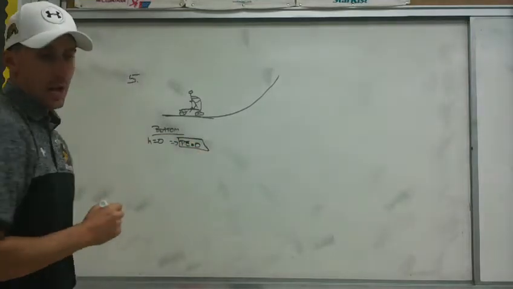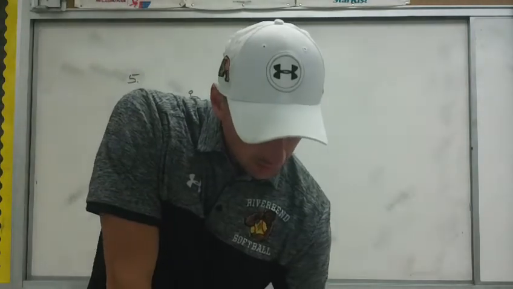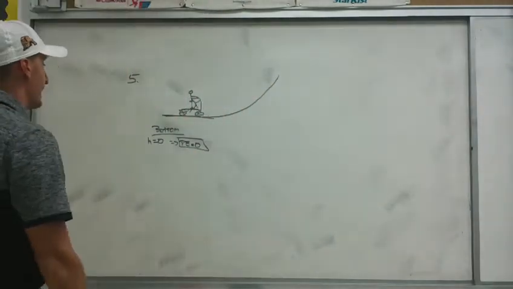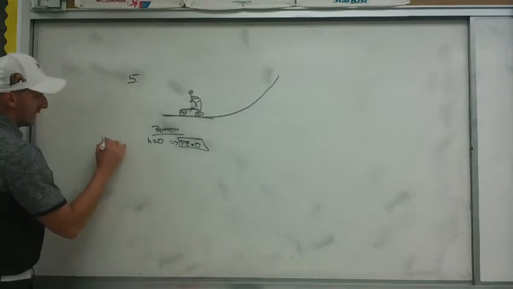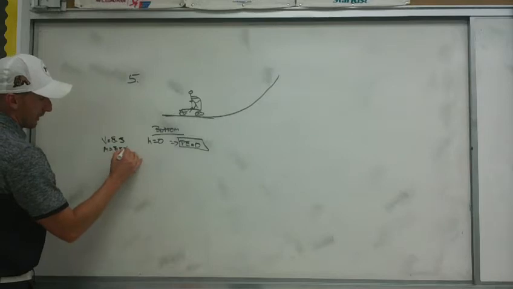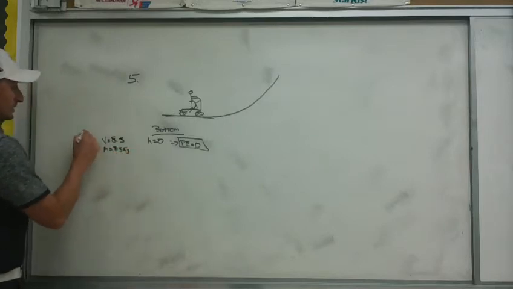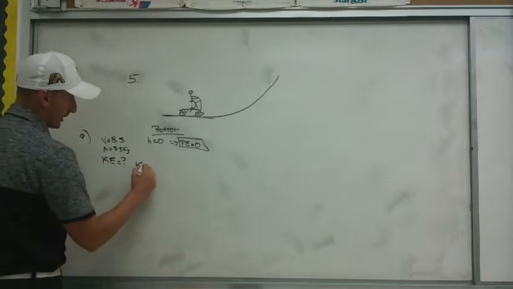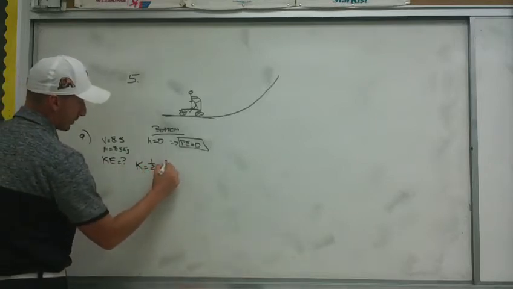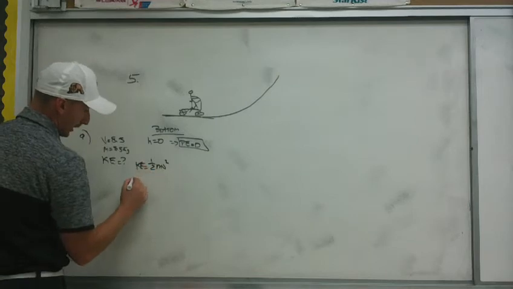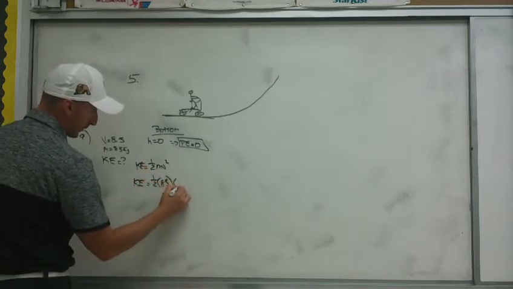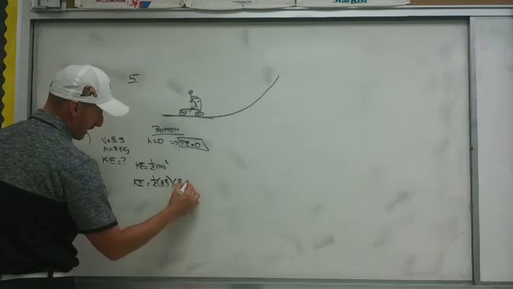Now it says it approaches the hill at a speed of 8.5 meters per second and has a mass of 85 kilograms. So I know its velocity is 8.5 at the bottom of the hill and it has a mass of 85 kilograms. It asks you first to find kinetic energy. Well, I know kinetic energy equals 1/2 mv squared. Kinetic energy equals 1/2 times 85 times 8.5 squared.